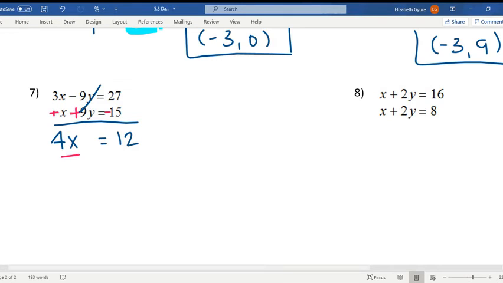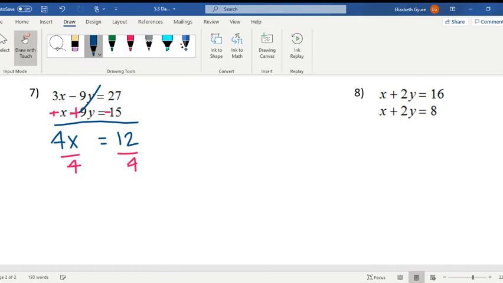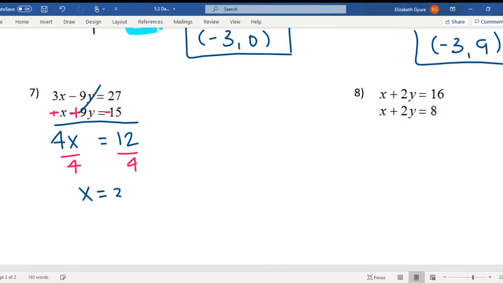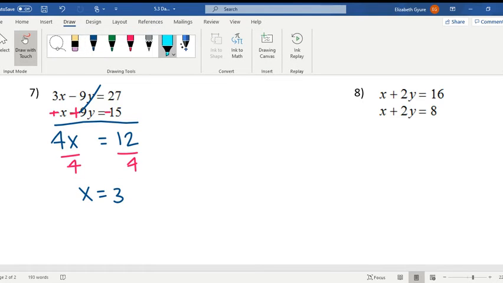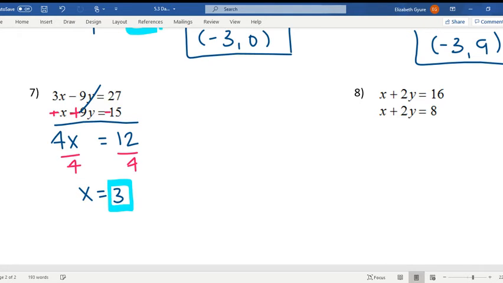Then divide by 4. And you're going to get that x equals 3. Now that you know x is 3, you can take it and plug it into one of your original equations. I like to plug it into the one that I haven't changed anything with, so that in this case would be the top one.